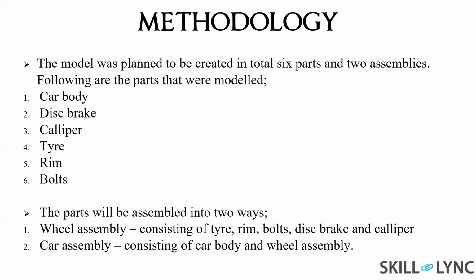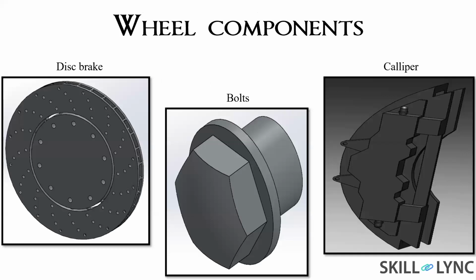I planned to create 6 different parts, and I created 2 different assemblies. The parts that I've created are car body, disc brake, caliper, tire, rim, and bolts. And I've created 2 assemblies that are the wheel assembly and the car assembly. The wheel assembly consists of tire, rim, bolts, disc brake, and caliper, and the car assembly consists of the wheel assembly and the car body.